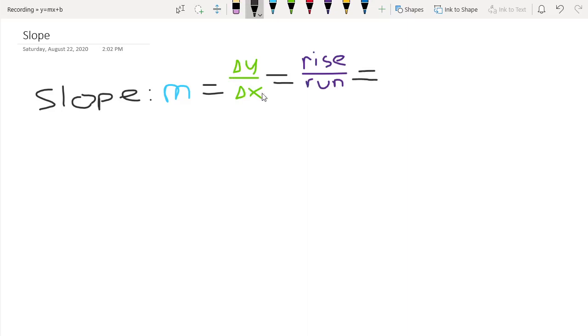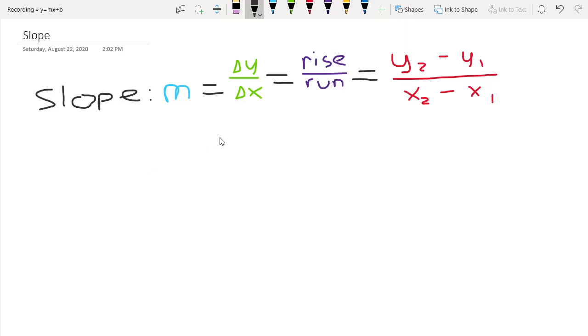So this one right here, the change of y over change of x, can also be written as y2 minus y1, over the change of x, which, you guessed it, is x2 minus x1. So essentially what's going to happen is in your test or your homework, they will give you two sets of points.